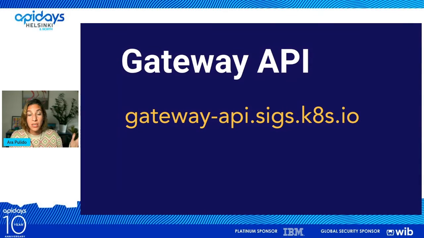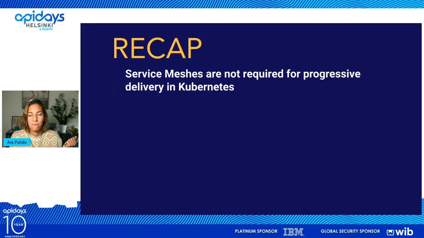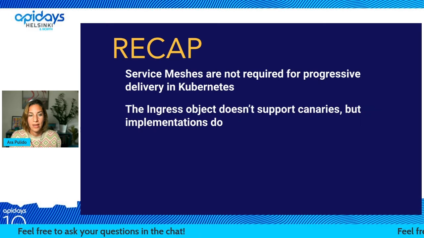So that's the website for the Gateway API. Great project. Really looking forward to it moving to beta. And this is the last way that I was going to talk about doing progressive delivery, not using service meshes. So a little bit of a recap. Service meshes are very good for progressive delivery. They're very good for many things, but they're not required just to do progressive delivery in Kubernetes.